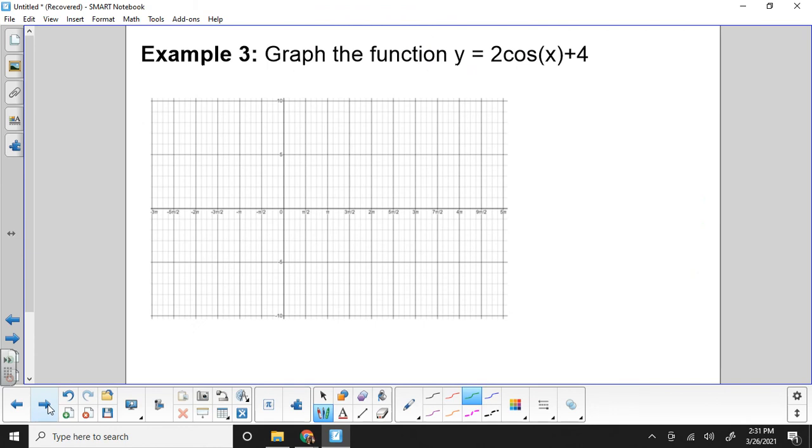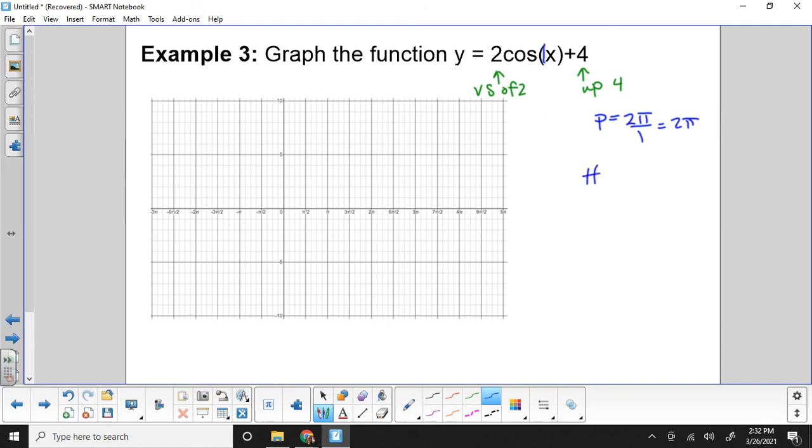I've got one more for us. In this one, I see that we have a translation up 4 units. We also have a vertical stretch of 2, which is going to affect our high and low values. Again, we have a cosine function. Notice that there is a b value of 1. So that means the period of this graph is going to be 2 pi divided by 1, or just 2 pi. So it's a normal cosine function translated up 4 units and stretched vertically.